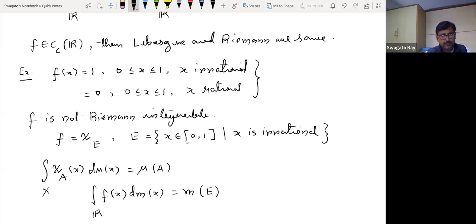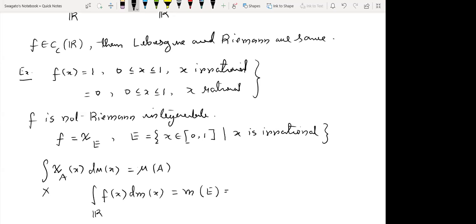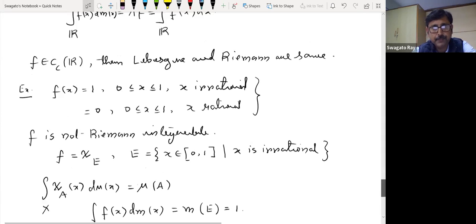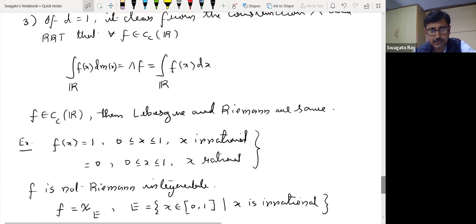But what is measure of E? Can anybody tell me what is measure of E? 1. That's 1. So the function is not Riemann integrable, but Lebesgue integrable. That means the method of integral seems to be generalizing Riemann. Generalizing because, for the Riemann integrable case, it's all the same.